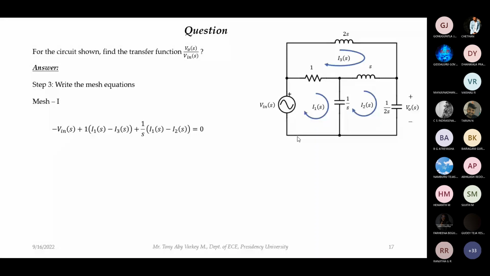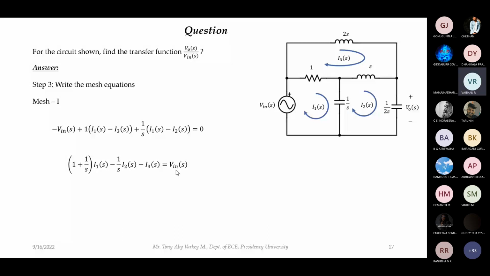Now I am combining the terms of I1 of s, I2 of s, and I3 of s. In terms of I1 of s, here you have 1, here you have 1 by s, so it will be 1 plus 1 by s into I1 of s. The I2 of s term is minus 1 by s, so minus 1 by s into I2 of s. The I3 term is minus 1, so minus I3 of s equal to V in of s. Is it clear?